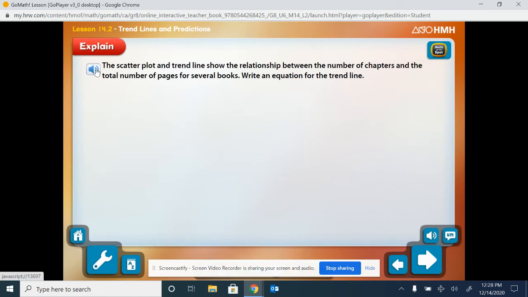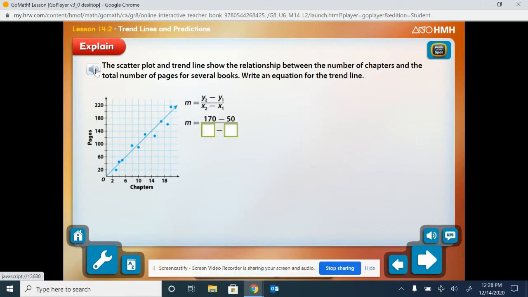The scatter plot and trend line show the relationship between the number of chapters and the total number of pages for several books. Write an equation for the trend line. You can use 2 points on a trend line to write an equation in slope-intercept form for the trend line. The first step is to find the slope of the trend line. The line passes through points (5, 50) and (17, 170). What numbers correctly complete the slope equation?